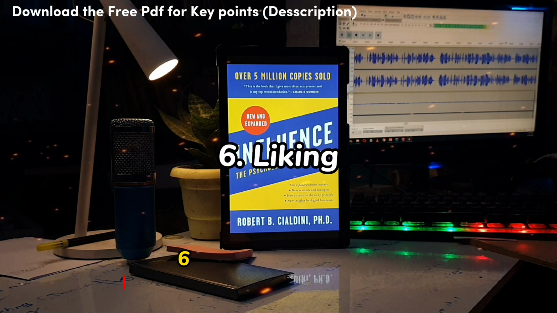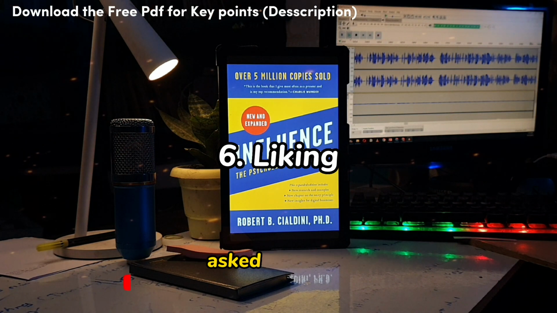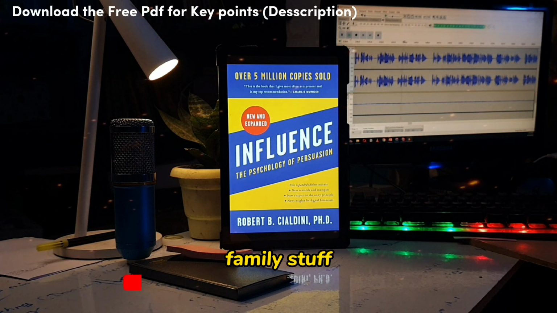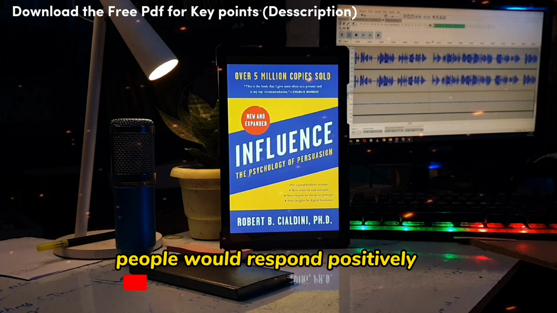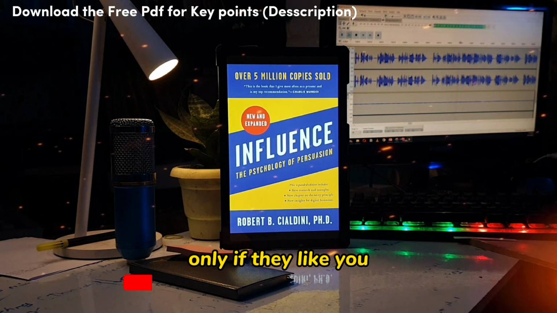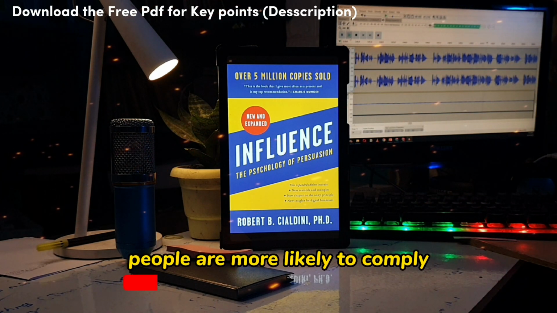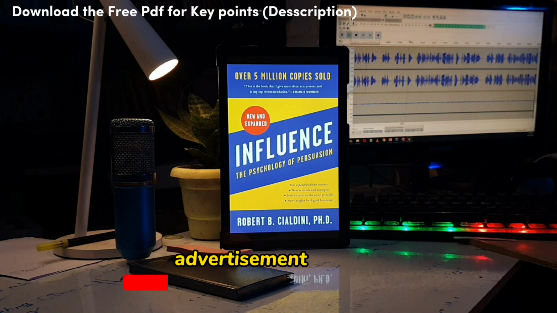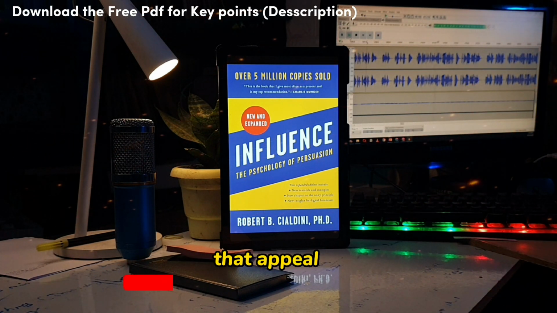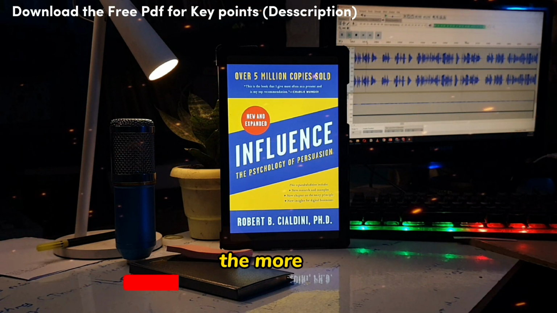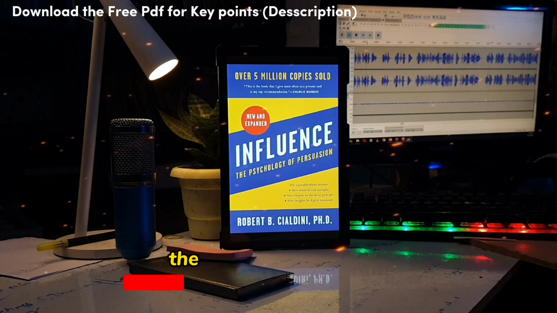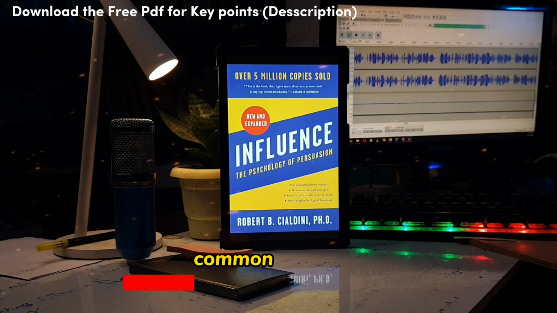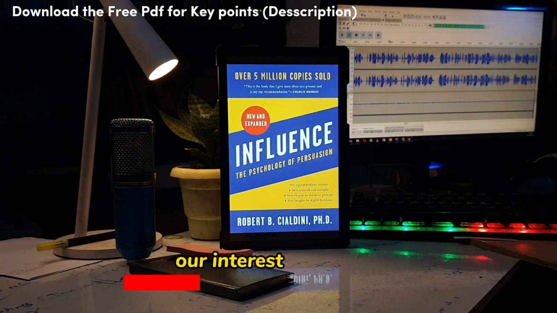Cheat code number 6. Liking. Have you ever asked someone for a favor? Maybe you needed a ride somewhere or help with some family stuff. In most cases, people would respond positively to your request only if they like you. That's because people are more likely to comply with requests from individuals they like or admire. Nearly every advertisement you see will feature individuals that appeal to the product's target market. The more the consumer can relate to that person, the more they like them, the more likely they are to be influenced by them.